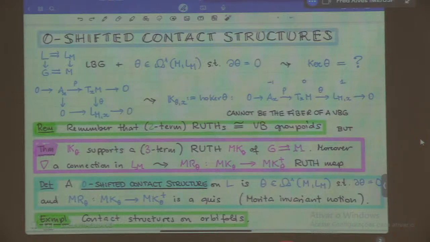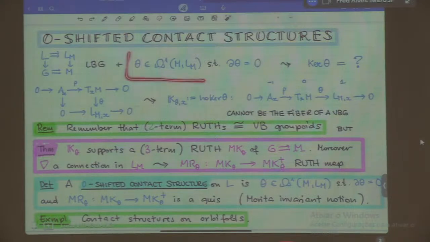In order to define this 0 shifted contact structure, I begin again with a line bundle groupoid, and now, instead of taking a one-form on G, I take a one-form on M. But again, it's compatible with the groupoid structure, in the sense that it's closed under the simplicial differential. Next, I want to define its kernel, in order to have a contact distribution. And now, basically, I begin working on fibers as I did before.